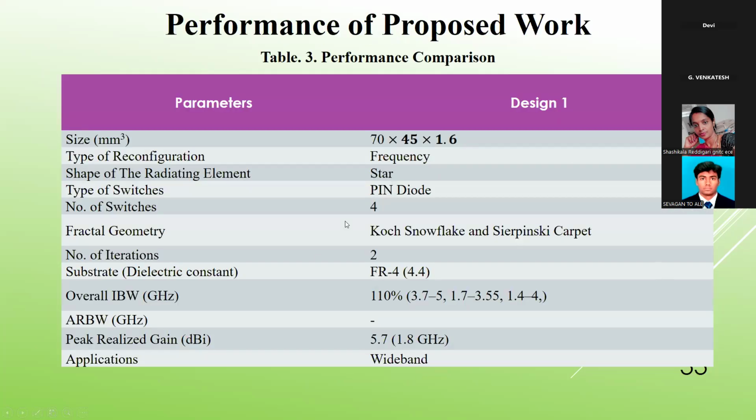So this is the performance table where you can get the overall summary. The size is 70 by 45 by 1.6 millimeter cube. This is a frequency control type. The shape of the radiating element is star shape. Four PIN diodes are used, and two types of fractal geometries are used: one is Koch snowflake, another is Sierpinski carpet. Number of iterations is 2, and the dielectric substrate material is FR4, 4.4. The overall impedance bandwidth is 110% within the bands 3.7 to 5, 1.7 to 3.55, 1.4 to 4.